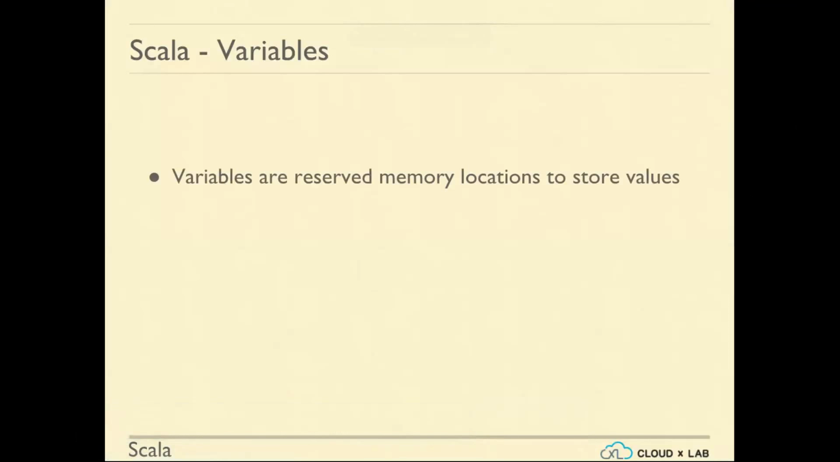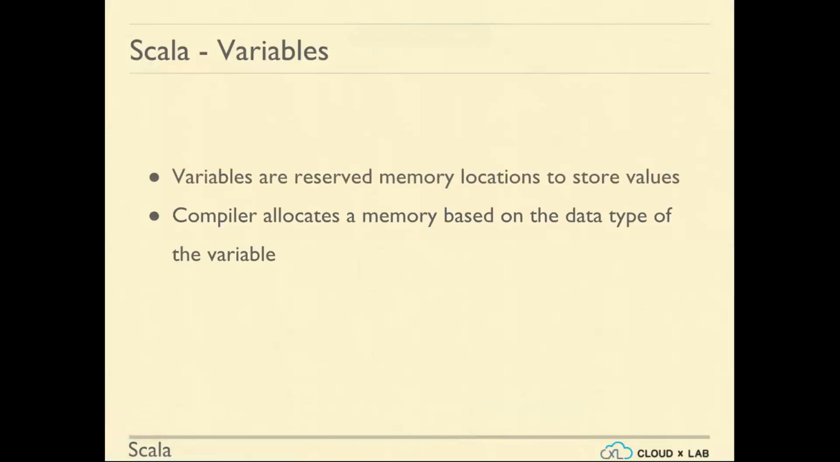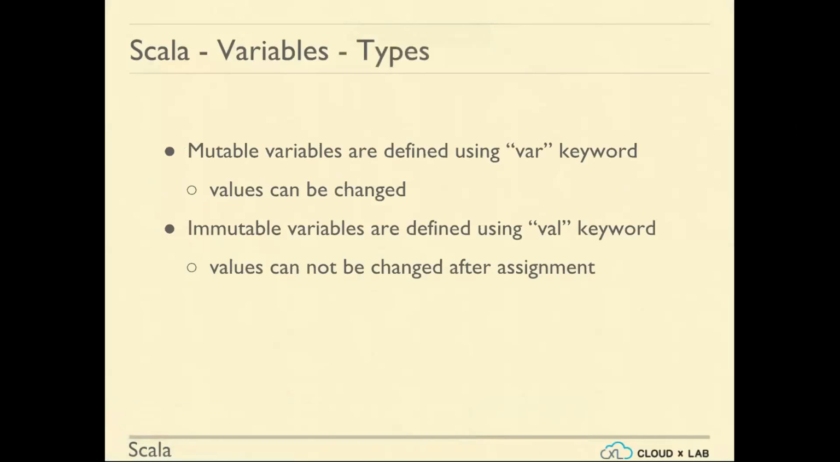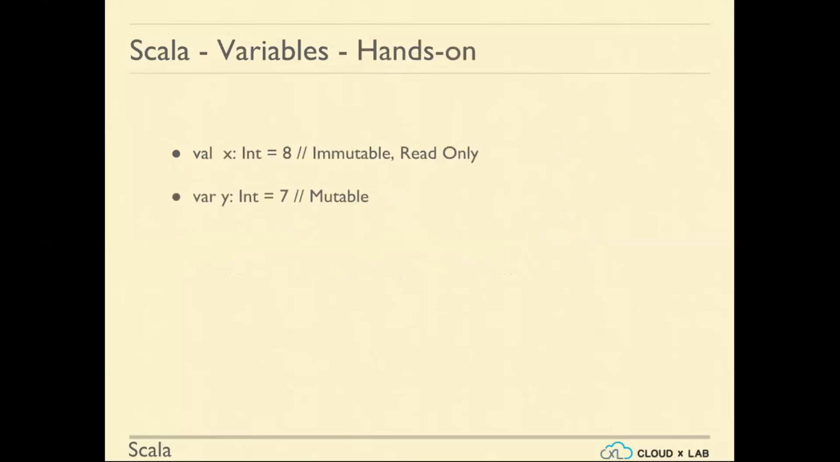All right. So the variables are reserved memory locations to store the values. The compiler allocates the memory based on the data type of the variable. Now, there are two kinds of variable declarations. First one is mutable and other is immutable, right? Mutable variables are defined using the var keyword and can be changed, while val keyword values cannot be changed. So val x: Int = 8, val y: Int = 7. This is how we define the variables.